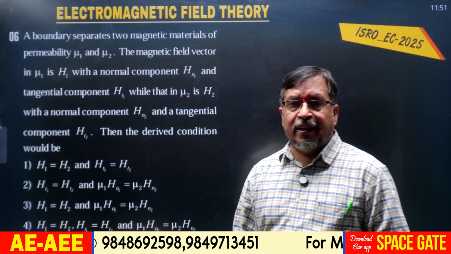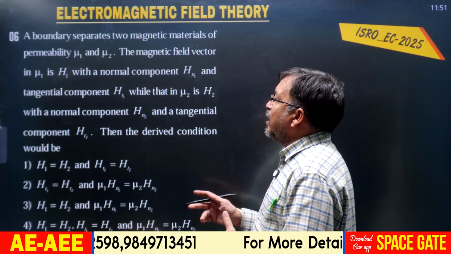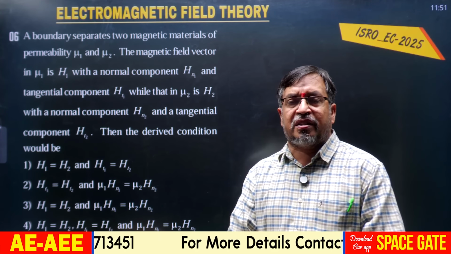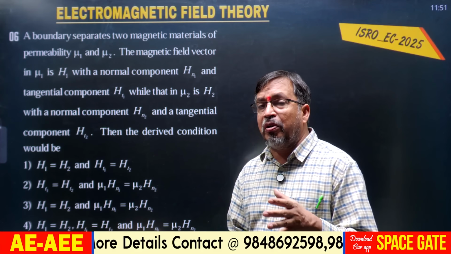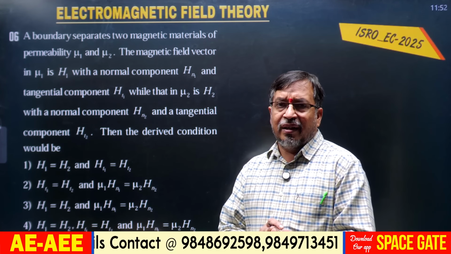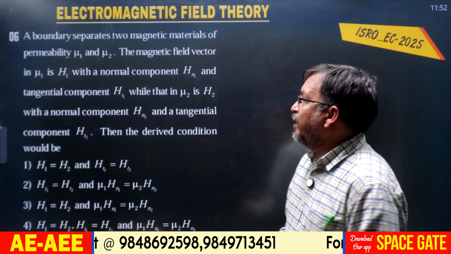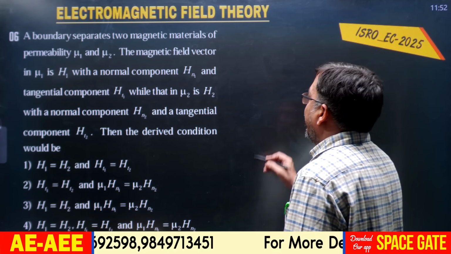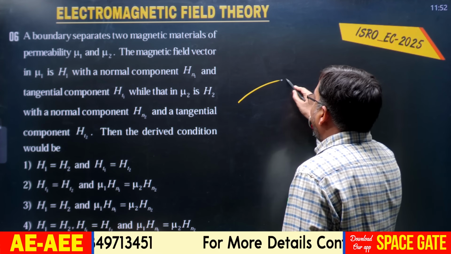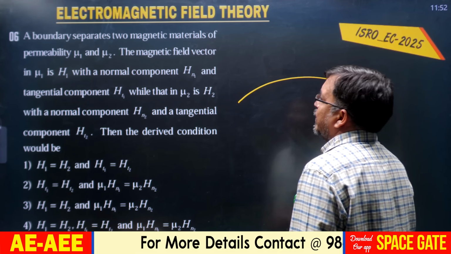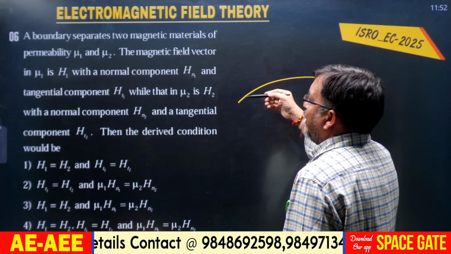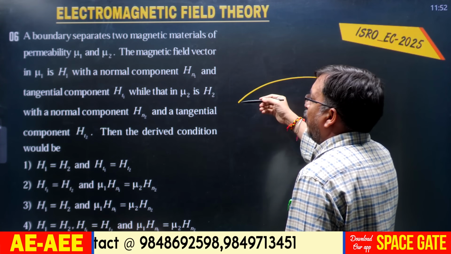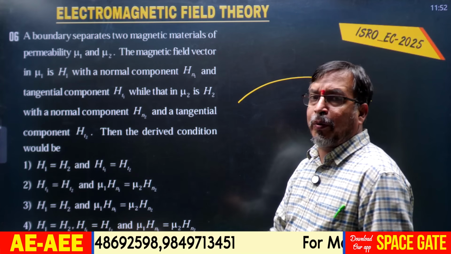This is question number 6. This question is related to field theory, and in field theory, this question is related to boundary conditions. First, I am reading the question. A boundary separates two magnetic materials. This we are considering as a boundary. A boundary separates two magnetic materials of permeability mu1 and permeability mu2.